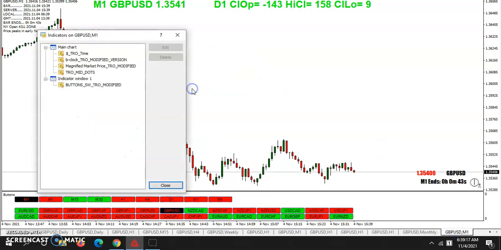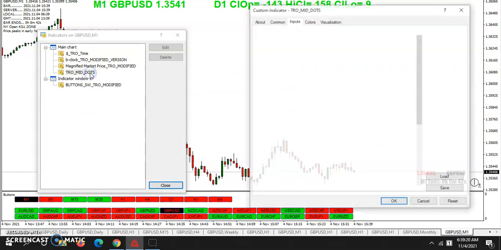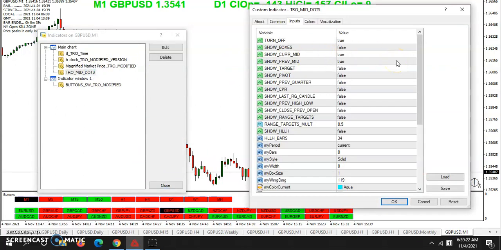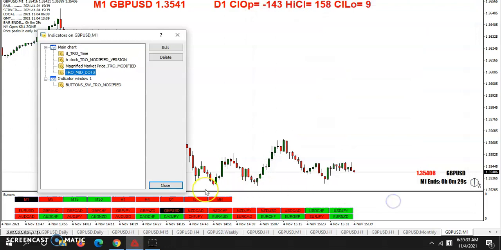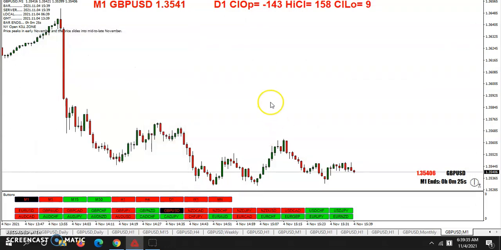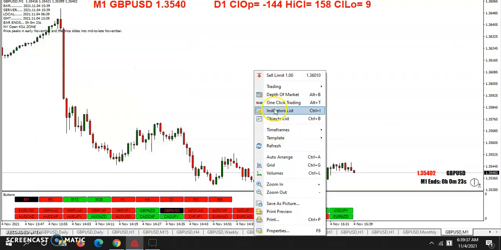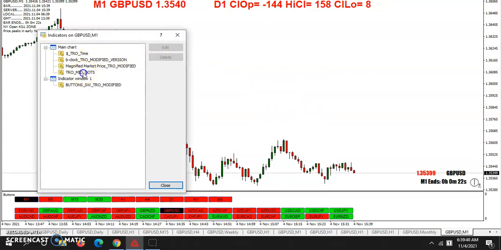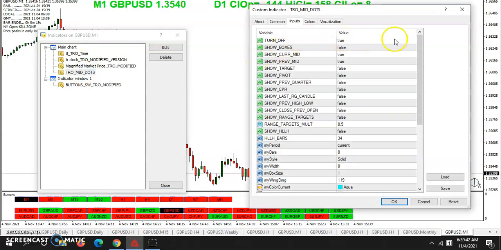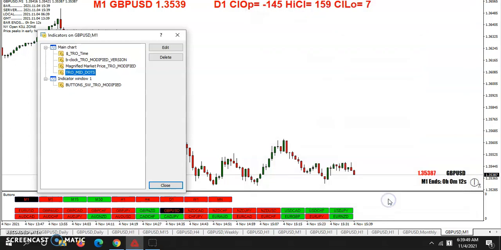I have it loaded right here. And when I first wrote the indicator, that's what it did. It plotted the current mid dot and the previous mid dot. But since then, I've added a few things. But let's just start off with the mid dots. And there's one thing you have to know. You have to turn the indicator on by setting turn off to false.